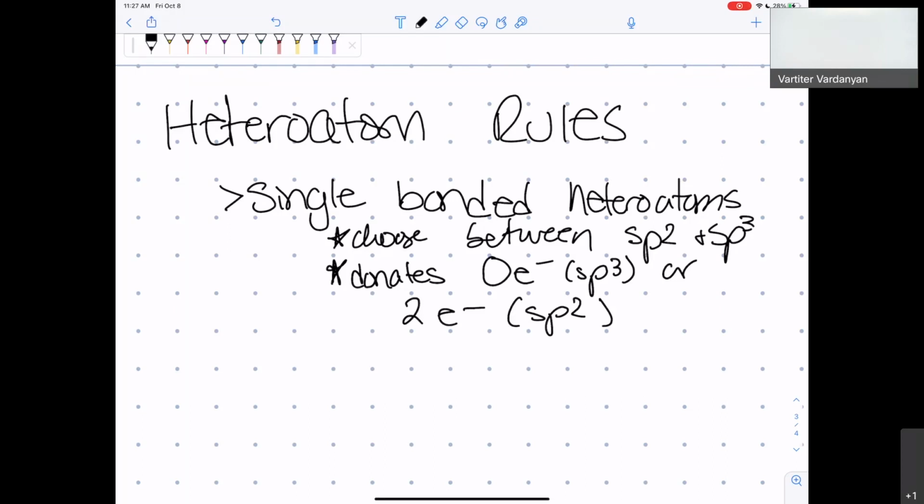And I'll leave this up for a second if anyone's still writing it down, and then we can do an example. Also, while we're here, what counts as a heteroatom? Oxygen, nitrogen, sulfur, anything that's not carbon or hydrogen. Awesome. All right. Whenever you guys are ready, let me know.